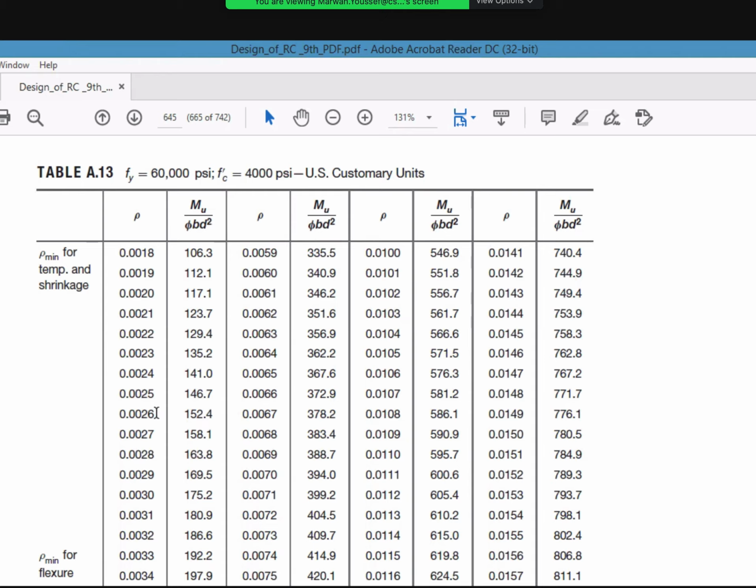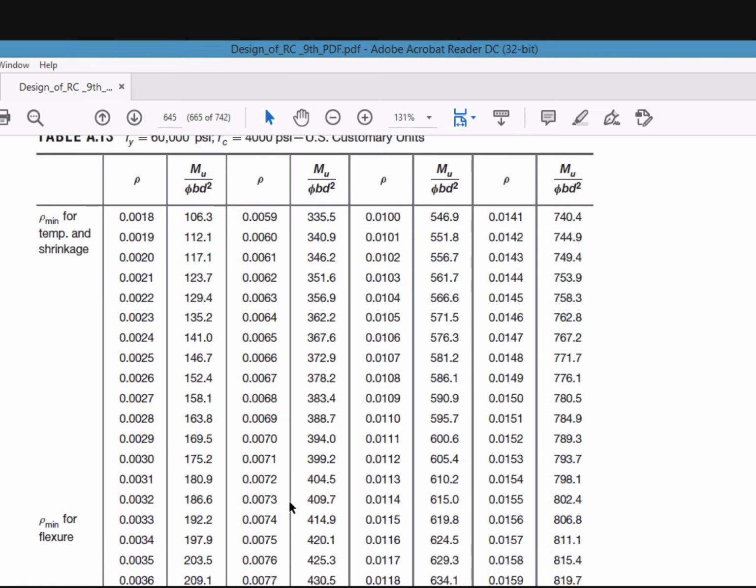But look where rho minimum is. Rho minimum is right here. See that? Rho minimum is 0.0033. So it's less than rho minimum, so we will use rho minimum. All right, that's the first thing.